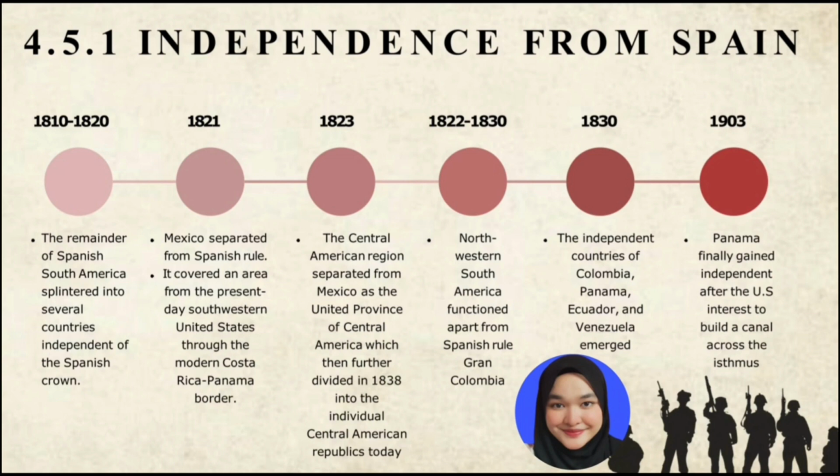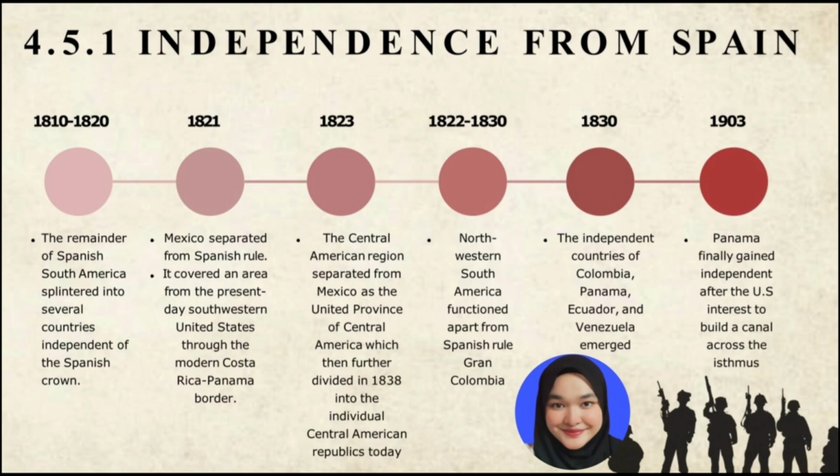In 1821, Mexico separated from Spanish rule. It covered an area from the present-day southwestern United States through the modern Costa Rica-Panama border. In 1823, the Central American region separated from Mexico as the United Provinces of Central America, which then further divided in 1838 into the individual Central American republics of today. From 1822 until 1830, northwestern South America functioned apart from Spanish rule as Gran Colombia.